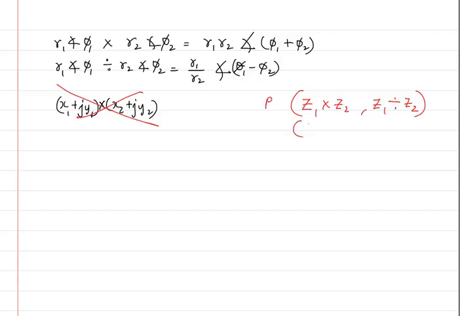Whereas if you want to do addition or subtraction of two complex numbers, you always use rectangular form.